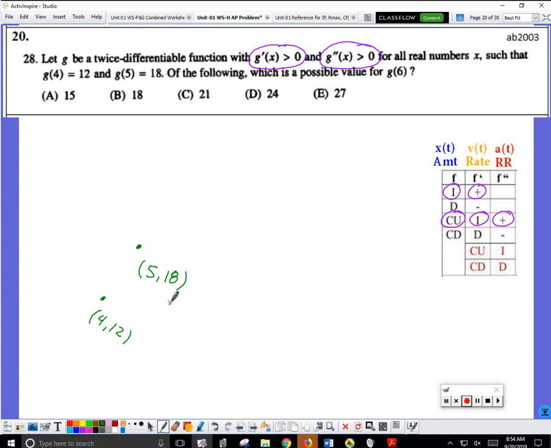Okay, which of the following is possible for G of 6? So 6 is over here, and they ask, can G of 6 be 15? That would be down here. Say yes or no. No. And somebody raise your hand and tell me why. Go. Because it's increasing and it's concave up, so it can't go down. Please don't swear, but do it again.